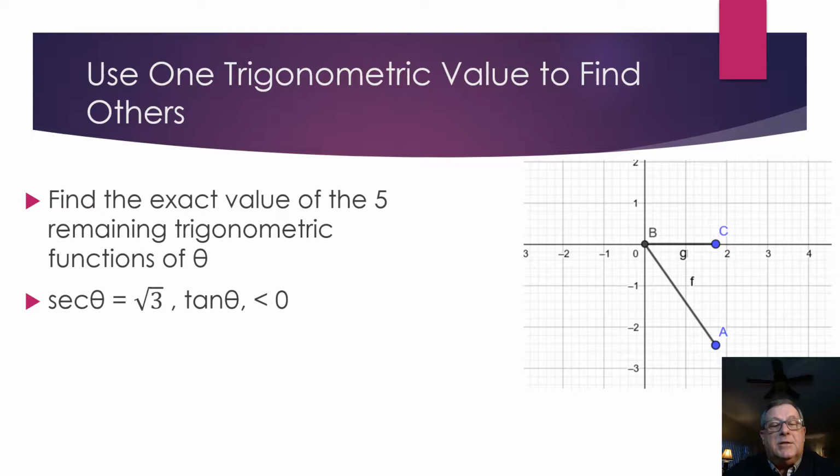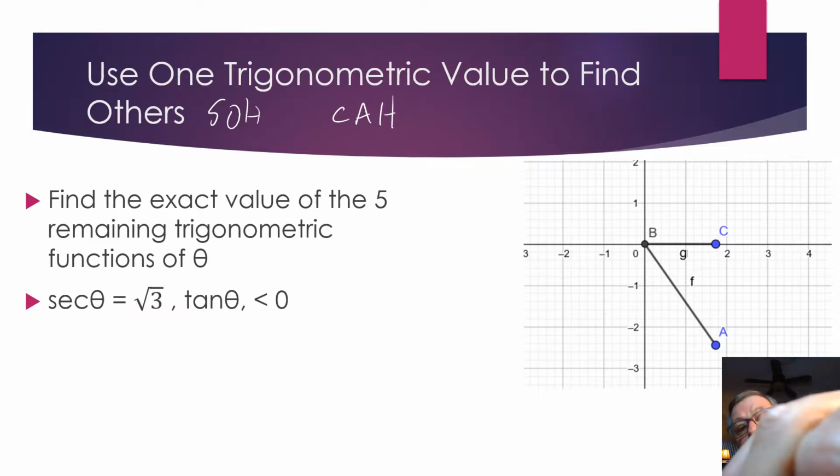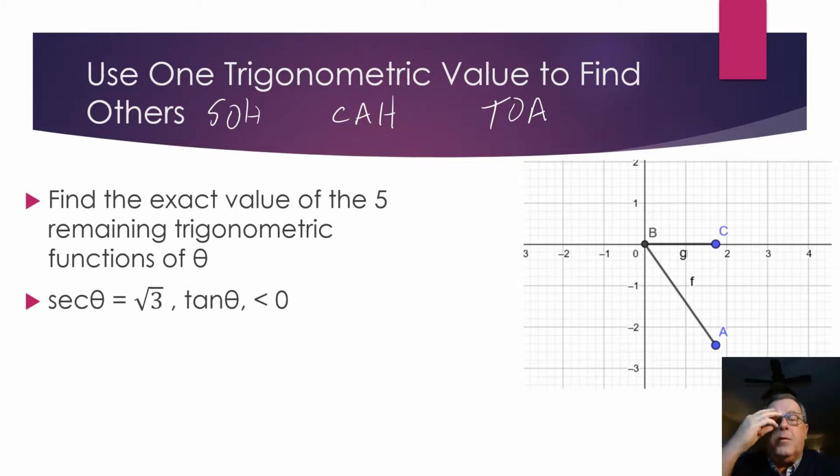But the tangent of theta, we're told, is less than 0. So I guess one of the things I may want to do, because I am going to use SOHCAHTOA, is write SOHCAHTOA up here. And I'm leaving myself a little space because I'm going to write something else up here in a few moments that's pertinent to how we're going to find these. All right, so I want to focus here where the tangent of theta is less than 0.